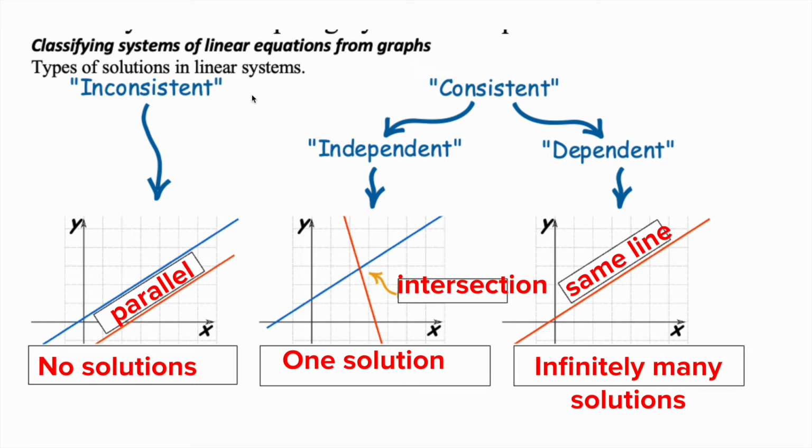So again, inconsistent means they don't interact with each other. They're parallel, so no solutions. Consistent means they do interact with each other. They cross at some point, at least one, or all of them. And so independent means two completely different lines. Dependent means the same line. So hopefully just kind of thinking through that vocabulary will help you understand how we classify these lines.